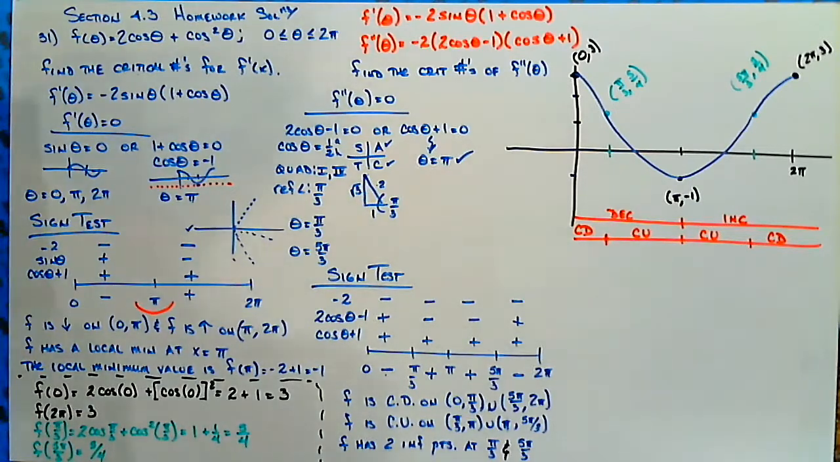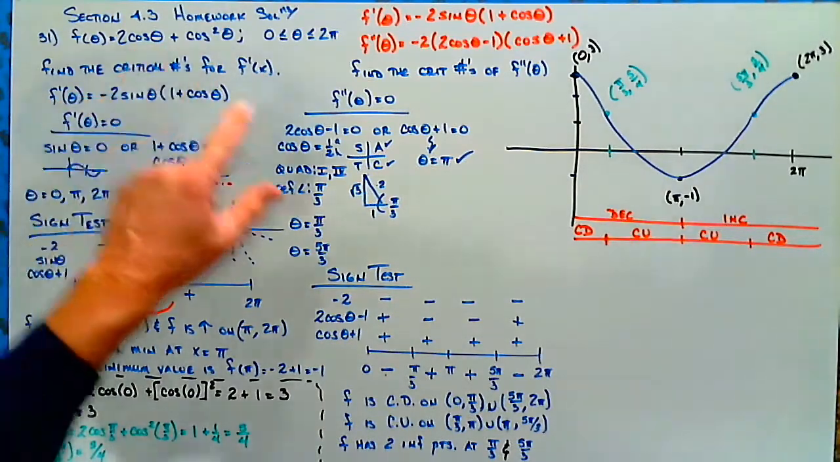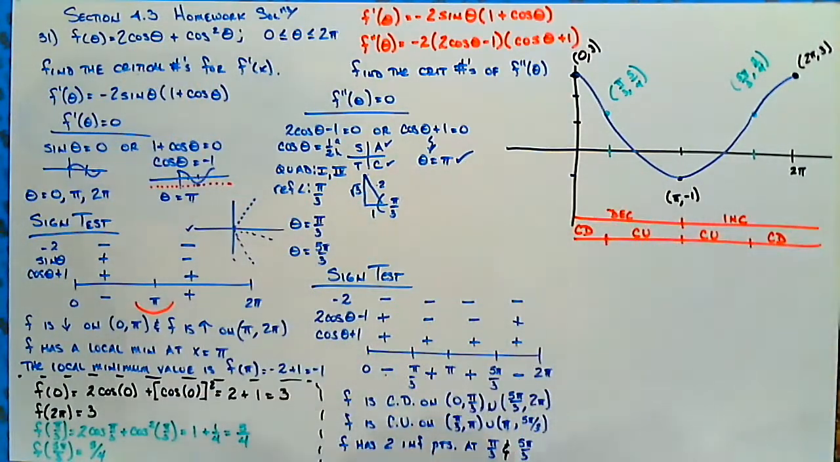Now, if we wanted to be more exact, we could find the zeros, right? We could factor this, and we could find the zeros. We could find these 2 points. They didn't ask us to do that. I'm not saying we would have to do that. I'm just saying it's an option, all right? So that's a complete solution of problem 31.